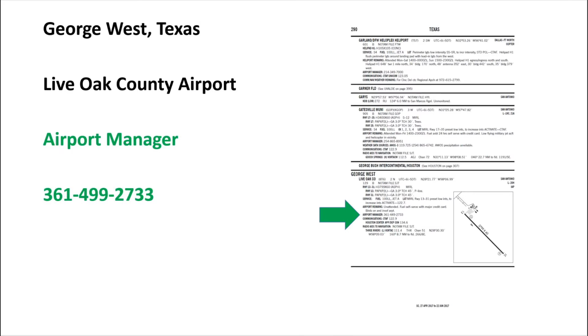And scanning down the listing, we find that the contact telephone number for the airport manager is 361-499-2733. Since this airport does not have an air traffic control tower, we need speak only to the airport manager.